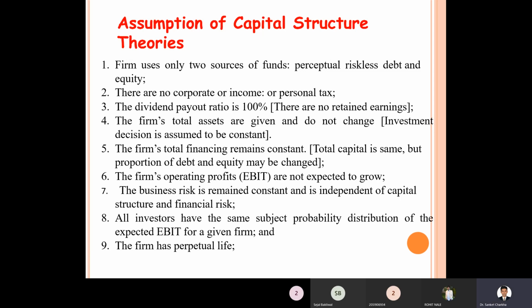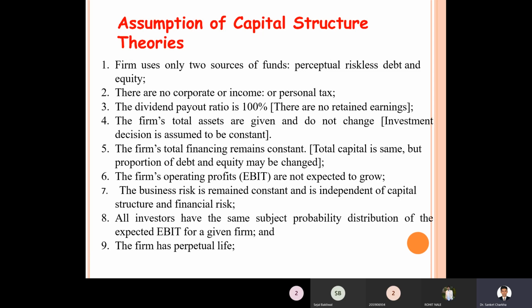Next, the firm's total assets are given and do not change at any point of time. Whatever the valuation of the firm, whether it is equity capital, debt capital, or any other type of capital, you have a proper optimum capital utilization and the valuation of that debt or equity or the investment amounts.